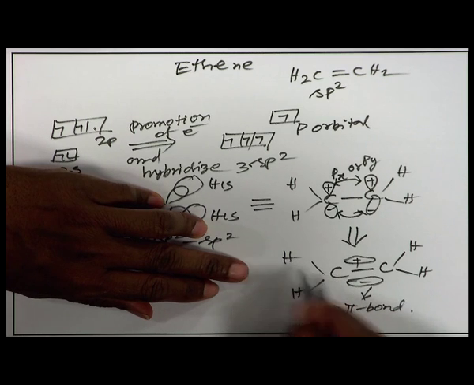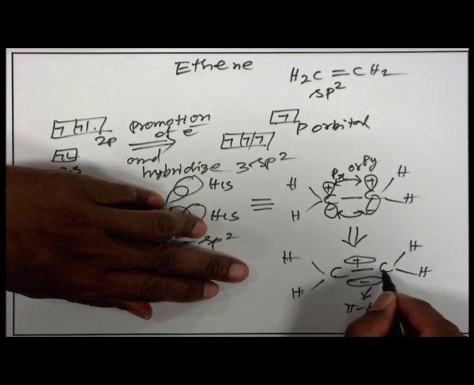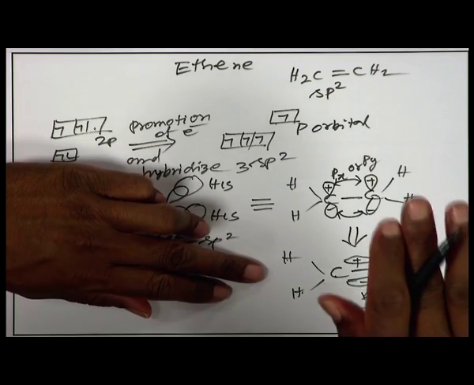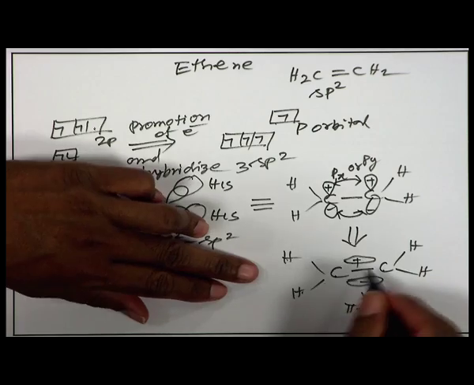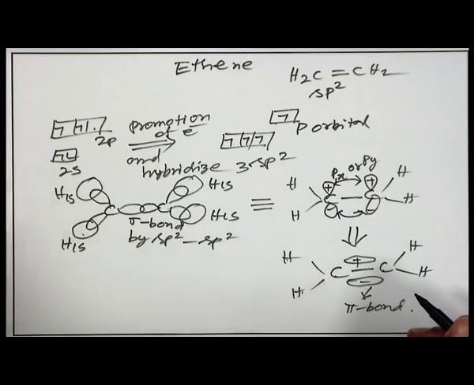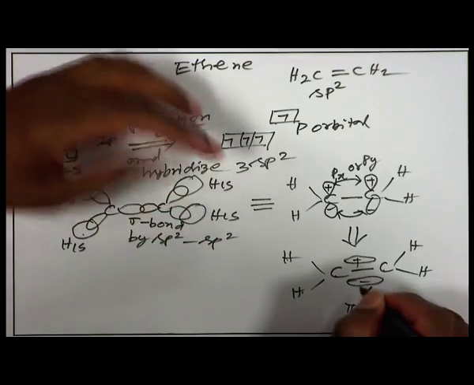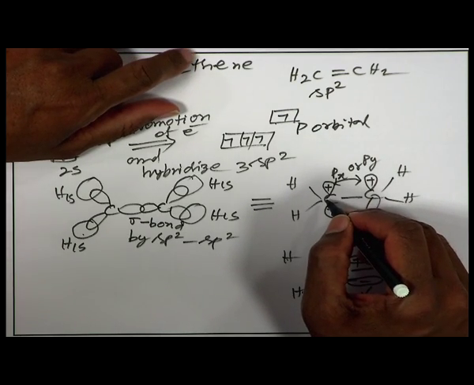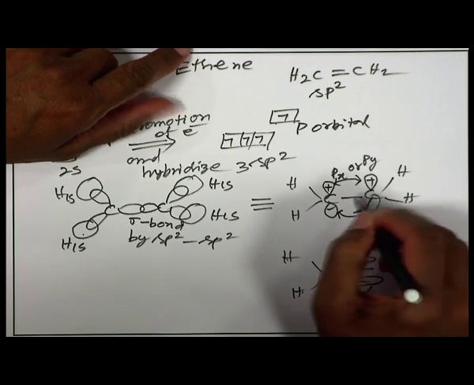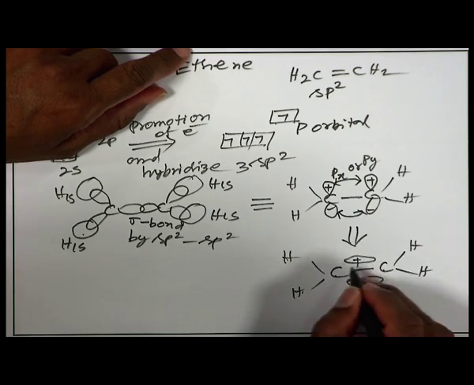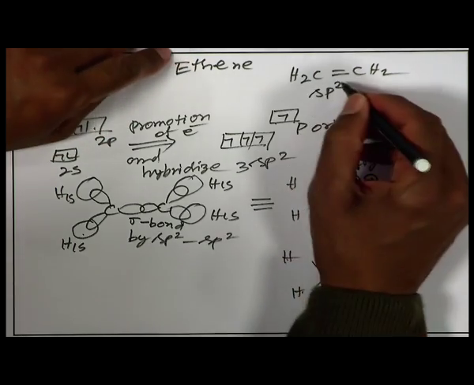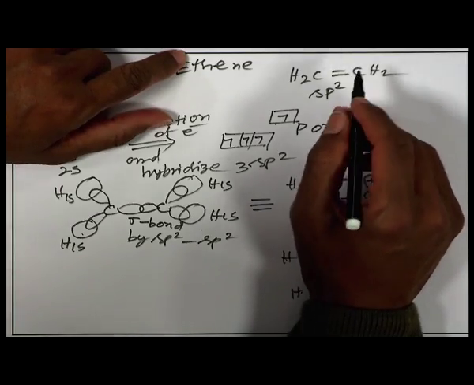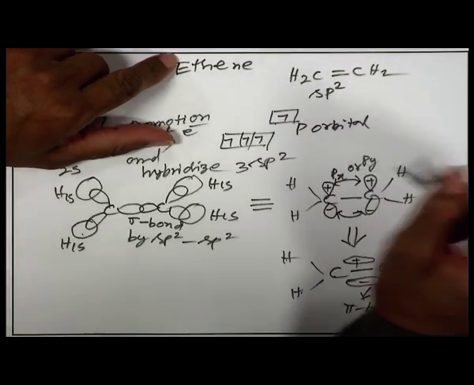So these 2 hydrogens and carbon, and this carbon and 2 hydrogens, are in a plane. Above that plane there is a cloud of electrons and below the plane there is a cloud of electrons. That cloud of electrons is called a pi bond. A pi bond is formed by the overlap of the px or py orbital of one carbon atom with the px or py orbital of the other carbon atom, and it also contains a sigma bond. So in ethylene there is one sigma bond and one pi bond between the 2 carbon atoms.